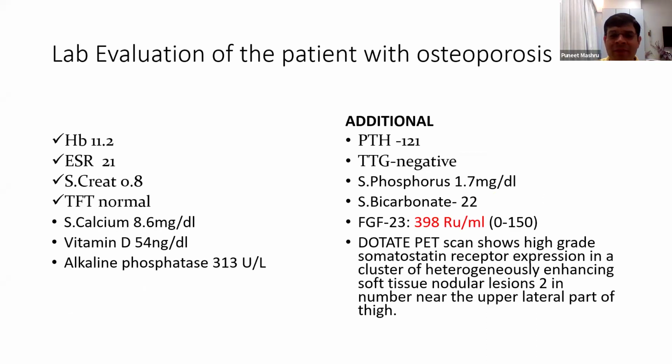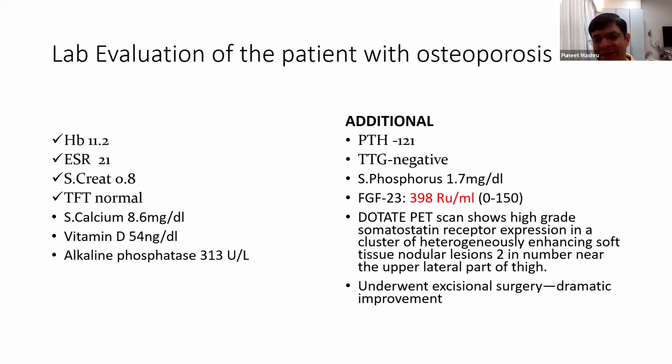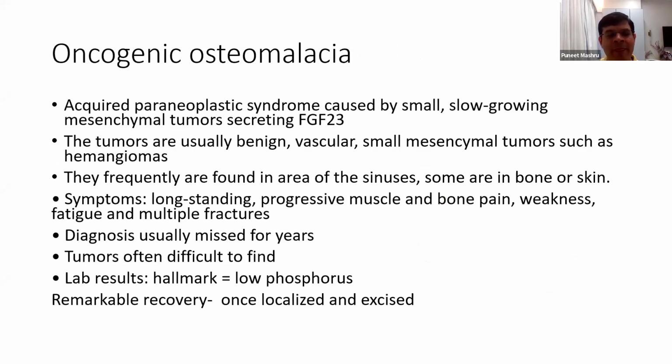And we evaluated this patient, got a FGF23 done, looked for renal tubular acidosis. So the FGF23 came very high. We wanted to look for oncogenic osteomalacia. We did a DOTATATE PET scan, which showed soft tissue nodular lesions, two in number in the upper lateral part of the thigh. And she underwent an excisional surgery, and there was a dramatic improvement. Her phosphorus just normalized, her pains subsided over a few weeks, and she was doing extremely well, and the fractures healed.